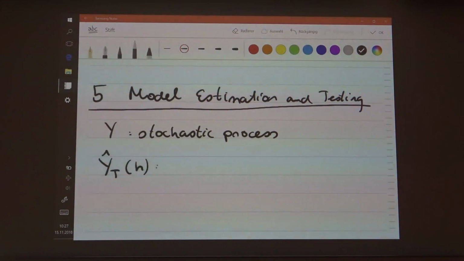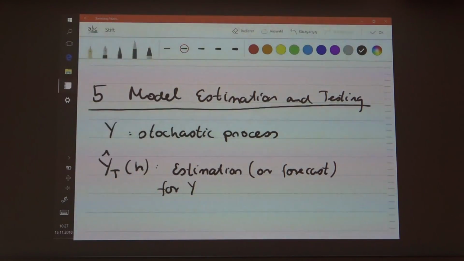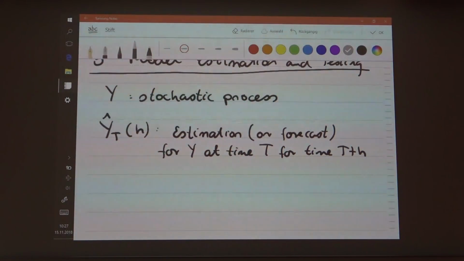So this is the estimator, or the estimation or forecast. That's called forecast, for the stochastic process Y at time T, which is either today or sometime in the future, for time T plus h. This is the notation that I use. Here h is greater than 0, so we look into the future.